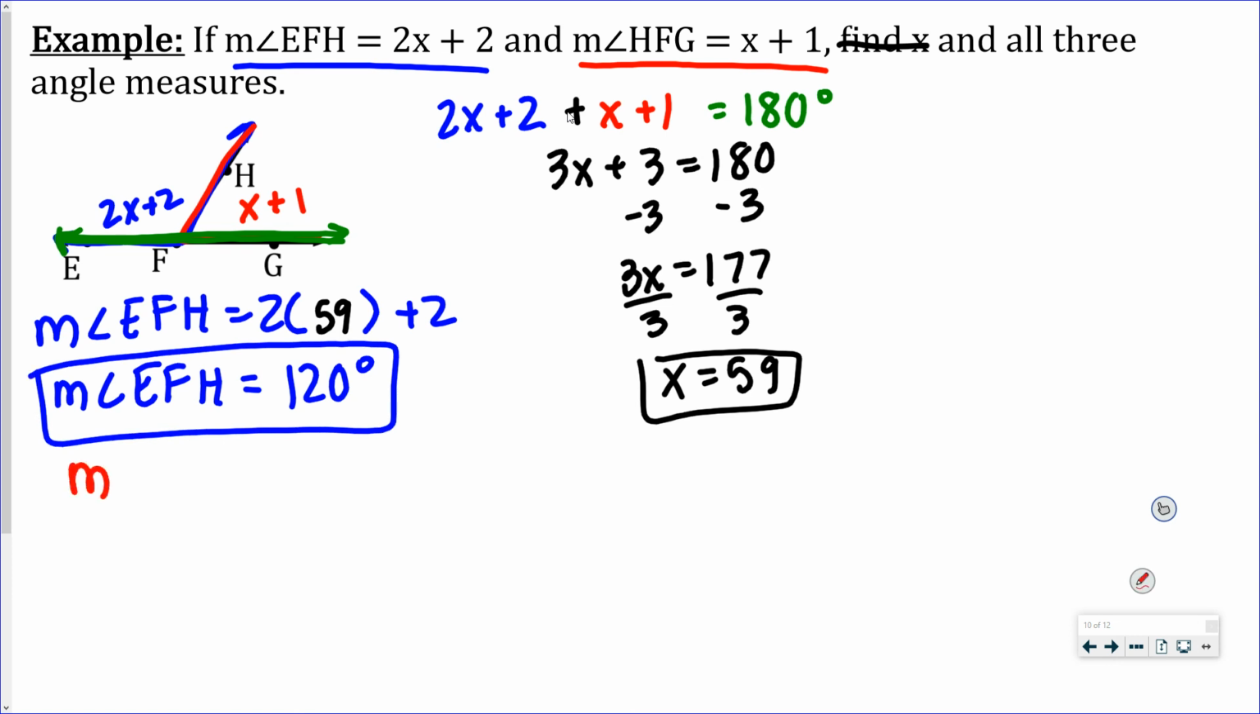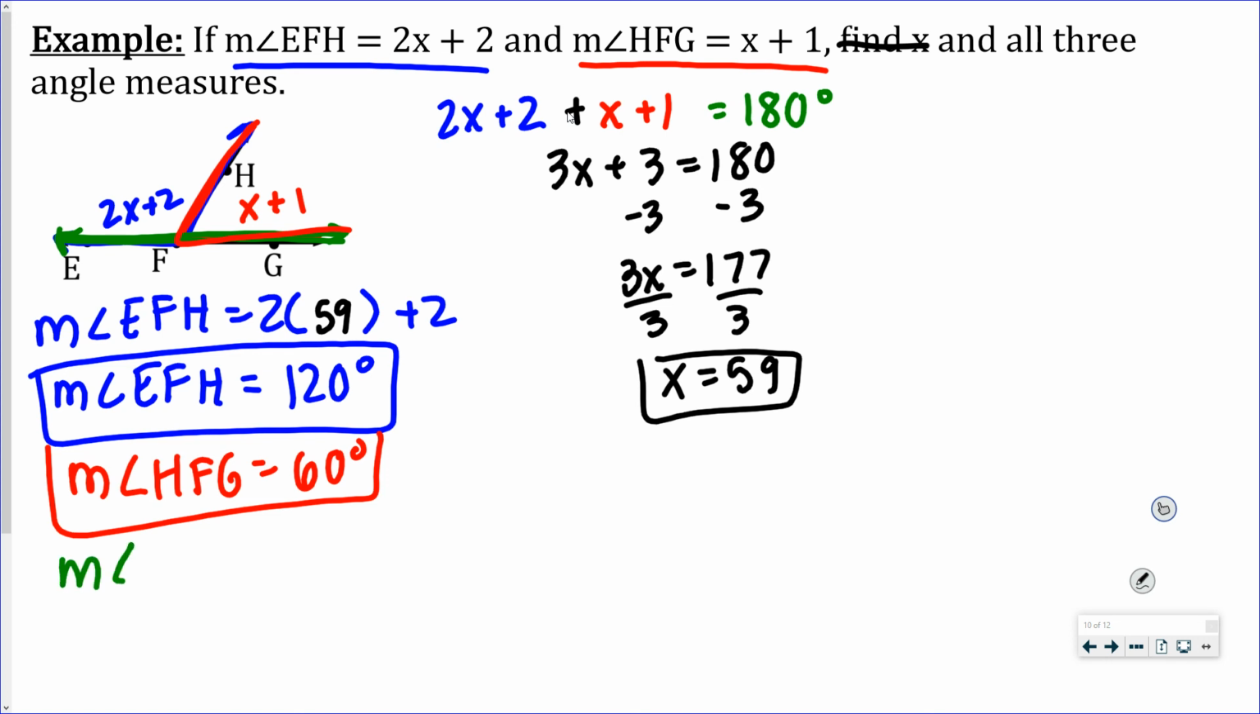Okay, folks. Quick math here. What would the measure of HFG be then? 60, right? That totals 180. 60. Don't even need to plug into our equation. Now that third angle they're talking about is angle EFG, our straight angle there, and our straight angle is obviously 180. Oh, we're almost done.